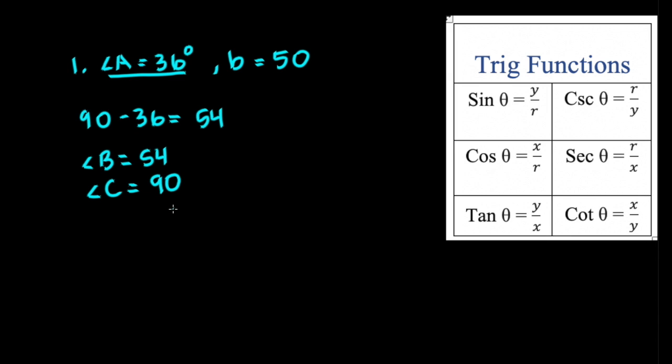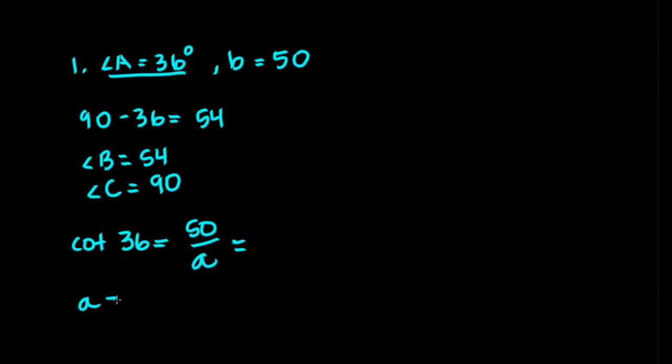We know that the cotangent of 36 equals 50 over A. We know this because cotangent is x over y, or in this case, b over A. And 50 is our b length, so we will put 50 in this place. After moving around, we find an equation where A equals 50 over the cotangent of 36. This simplifies to 50 over 1.376, which equals 36.3.